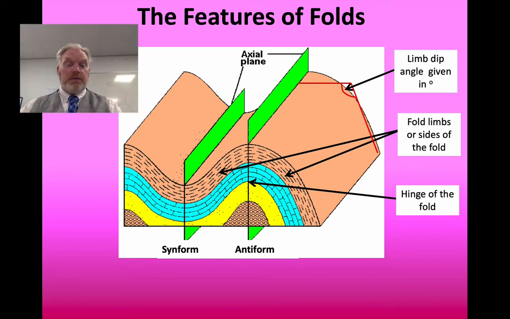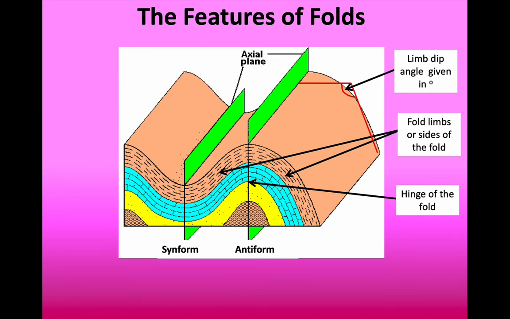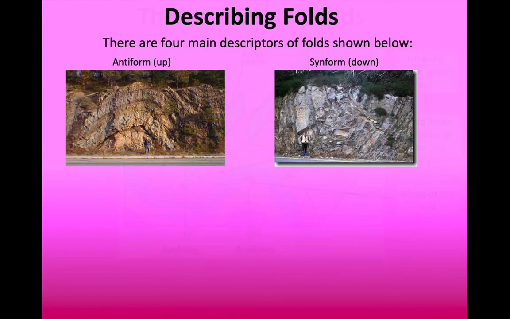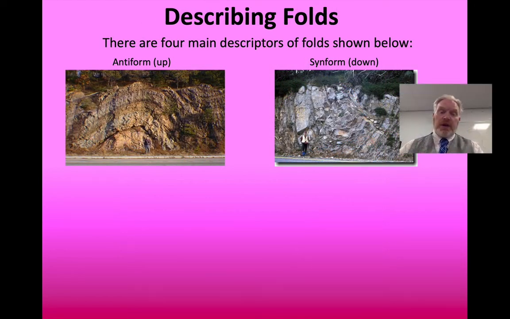These folds then, if it's a down fold, we describe it as a synform. If it's an up fold, we describe it as an antiform. Think about the dip directions here. Remember, dip always goes down. So for a synform, we'll see two limbs of a fold dipping towards each other. In an antiform, those limbs will be dipping away from each other. So being able to recognize an upfold, an antiform, from a synform is really important.